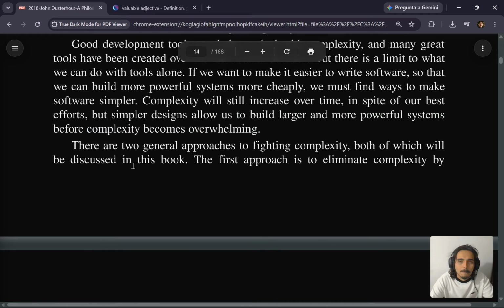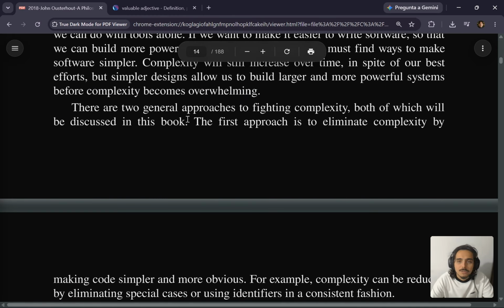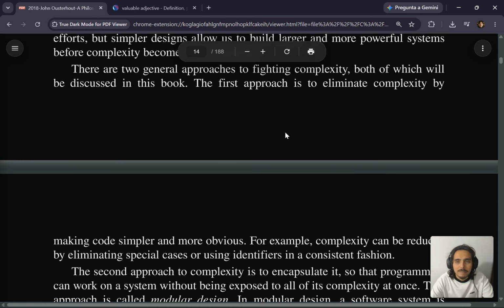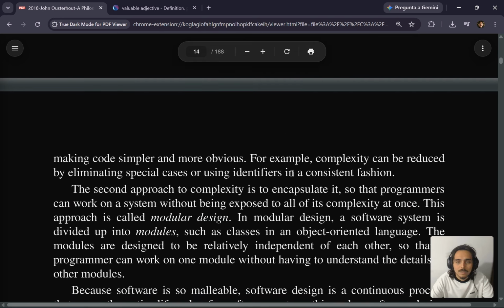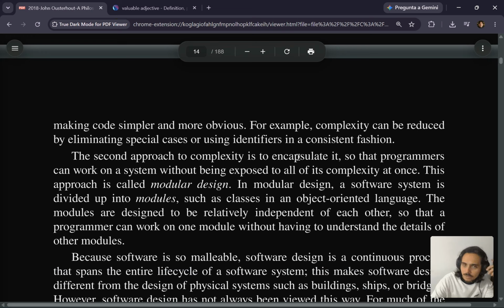There are two general approaches to fighting complexity, both of which will be discussed in this book. The first approach is to eliminate complexity by making code simpler and more obvious. For example, complexity can be reduced by eliminating special cases or using identifiers in a consistent fashion. The second approach to complexity is to encapsulate it so that programmers can work on a system without being exposed to all of its complexity at once.